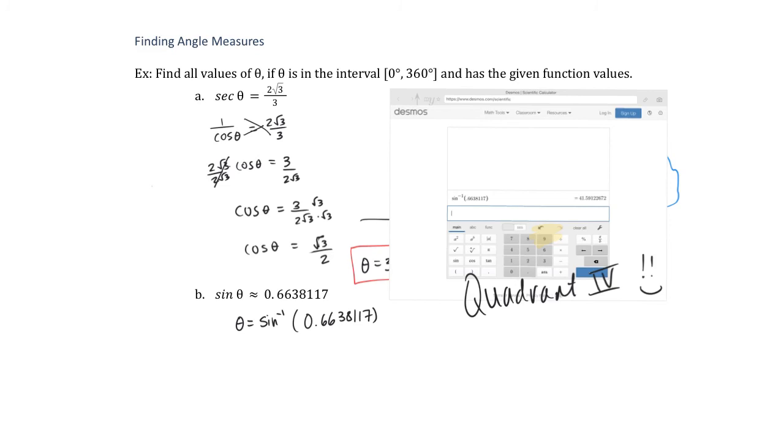All right, so that angle is approximately 41.5912267. And since I'm supposed to give this to the fourth place, 1, 2, 3, 4, I look here and that 2 isn't big enough to change it, and so my final angle is 41.5912 degrees. So that's the first one.